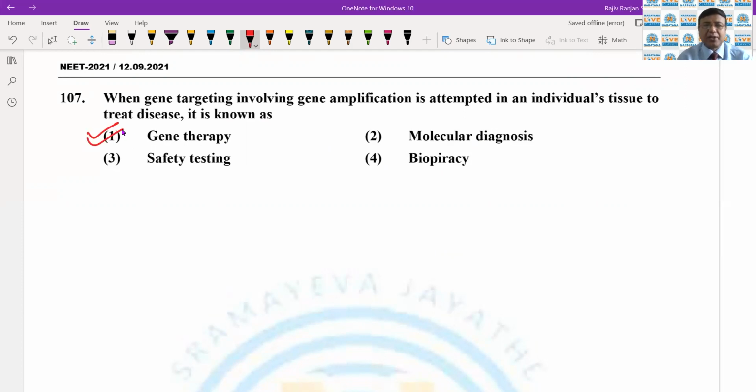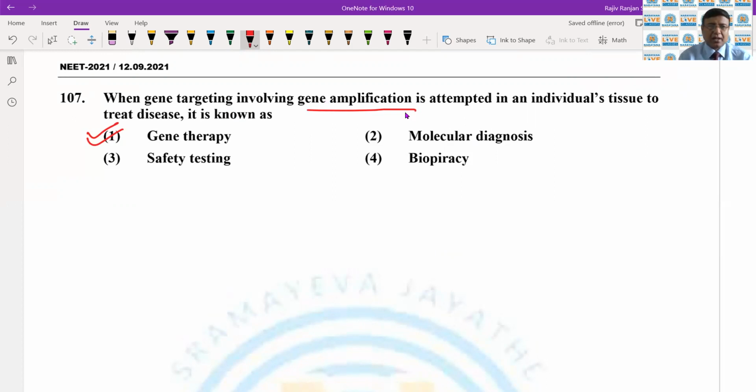Some heavy words have been used in this question. First of all, gene targeting means delivering the gene to a particular location. For example, a person who is suffering from some genetic disease. If a healthy gene is delivered into their body, it is gene targeting. Gene amplification means expression of the gene in an amplified manner at a much larger scale.